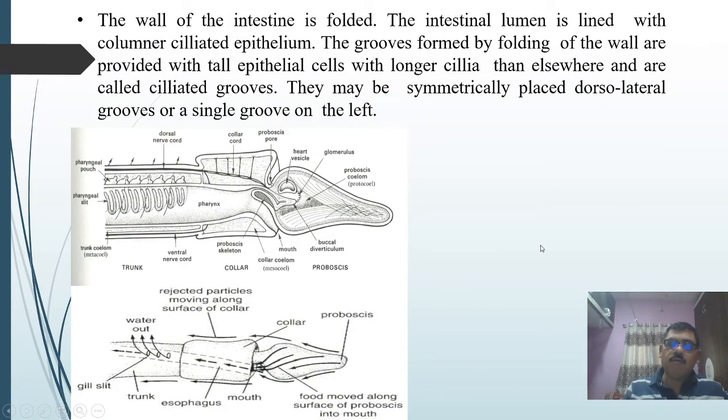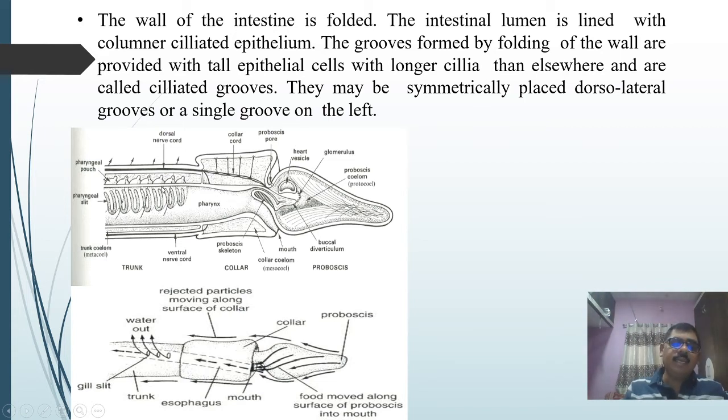Whatever food material comes along with the beating of the cilia goes to the mouth, where mucus is present. The particles stick to the mucus and form a heavy particle, so they settle down and move directly toward the digestive system, and not toward the exterior or outside the body.